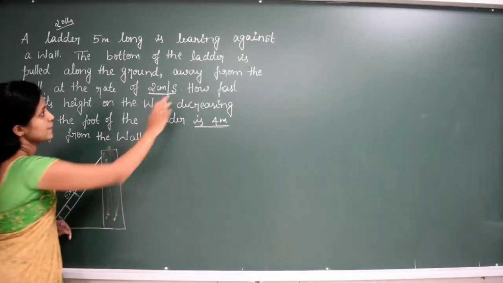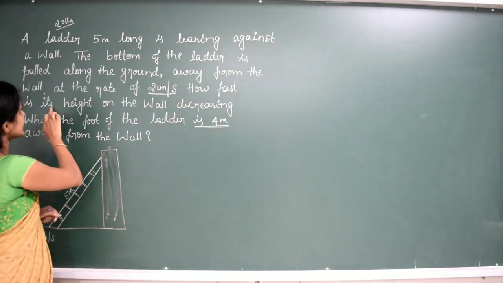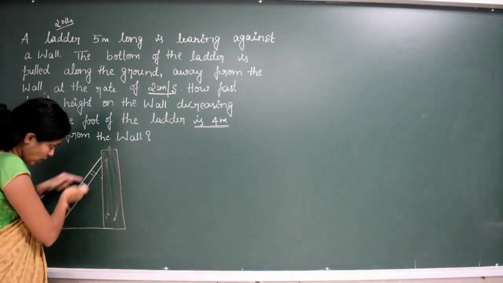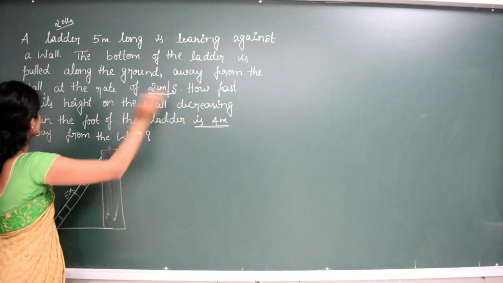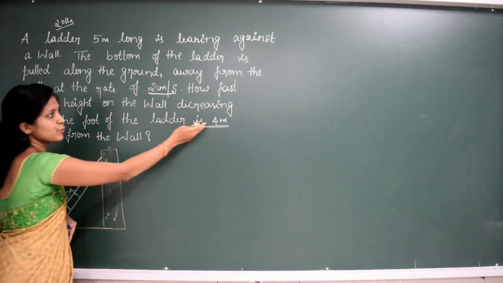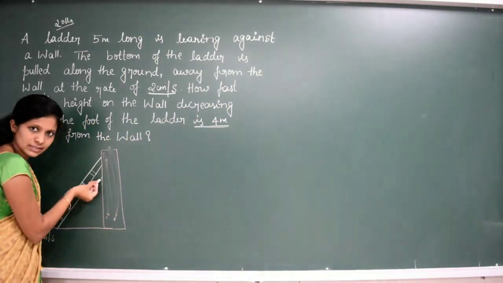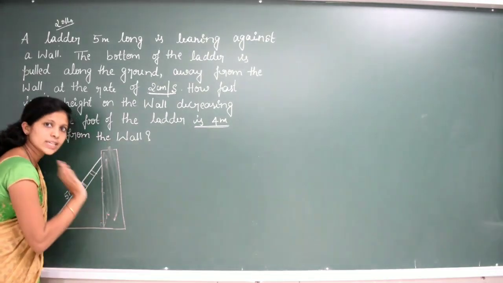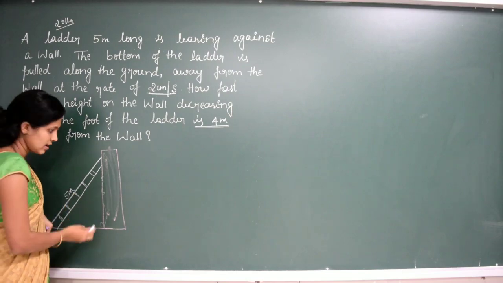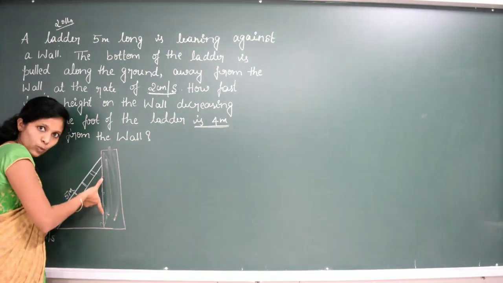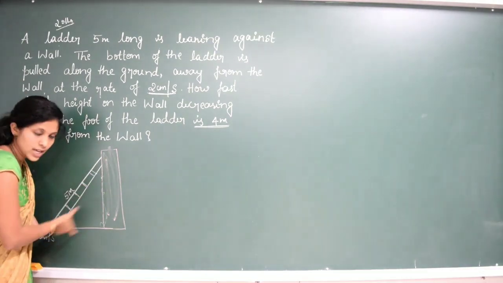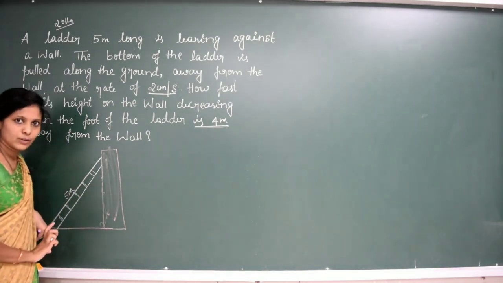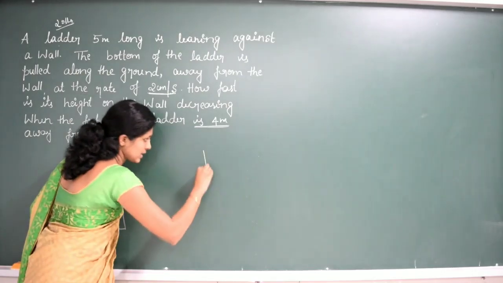Now what you have to find? How fast is height on the wall decreasing when the foot of the ladder is 4 meter away? Obviously this is decreasing, right? You have to find the rate of change of the height with respect to time. Is it clear? Now we have to find the height of the wall after pulling this one. So rate of change of this height of the wall with respect to the time we have to find. Let us draw the diagram here.